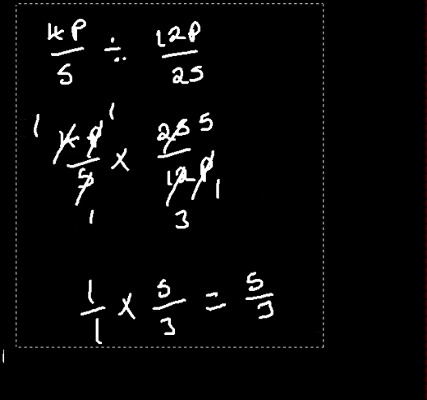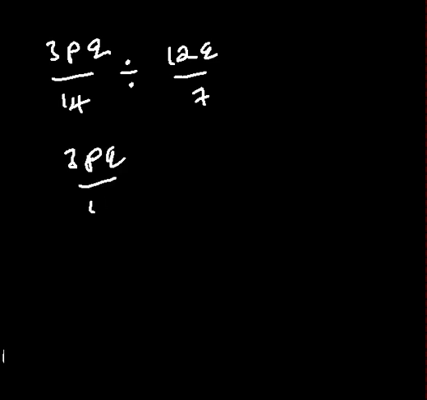And how about, let's say we have 3pq over 14 divided by 12q over 7. How do you think you can have this? In this case we have it as 3pq divided by 14 times 7 over 12q. Then take it from here. So you can finish that one.